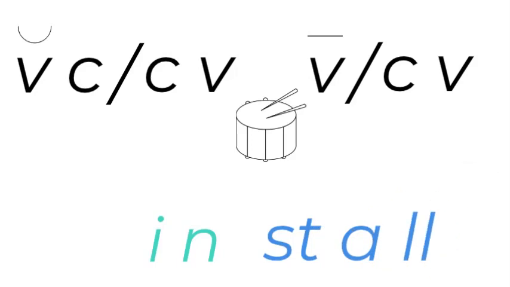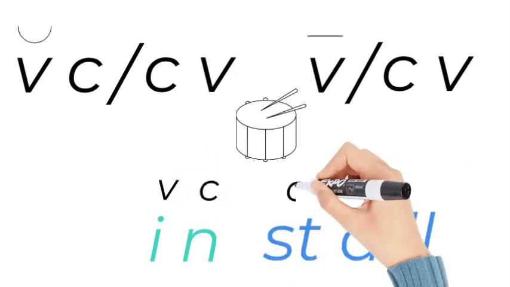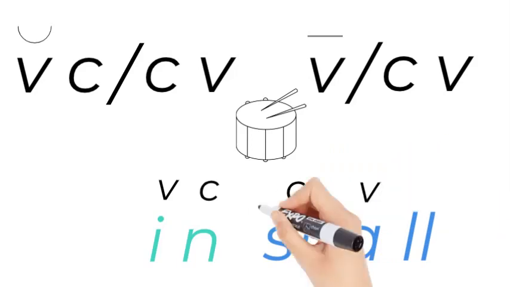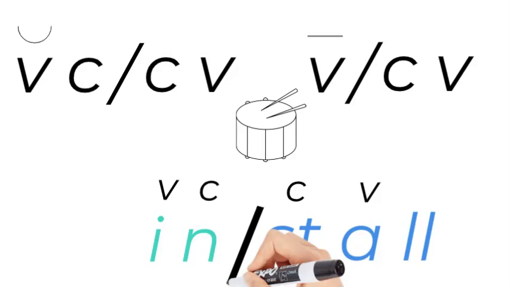This one's actually quite easy because we actually just break it up between the words. So vowel, consonant, consonant, vowel. So we break it up between the 2 consonants. That's in and stall. Install.